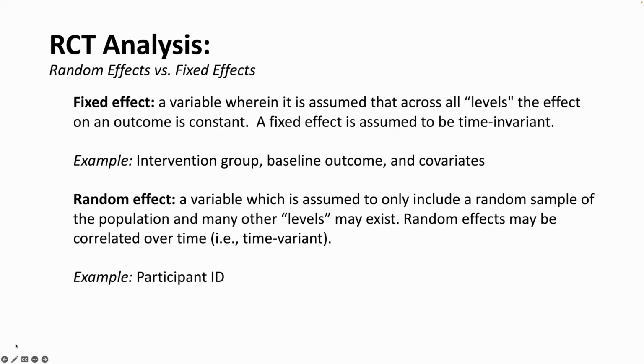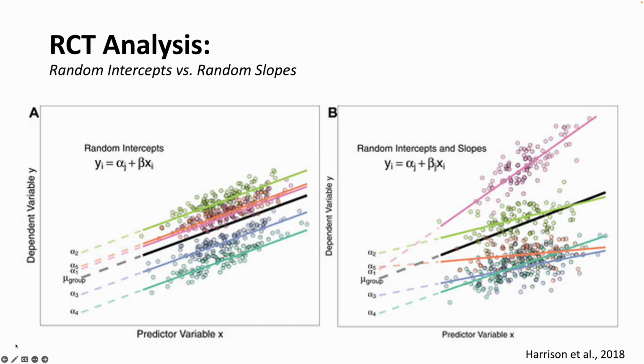In terms of a random effect, it is a variable which is assumed to only include a random sample of the population, and many other levels may also exist. Within random effects, we assume that these are correlated over time, meaning that they are time variant. And the best example of this is going to be something like participant ID.